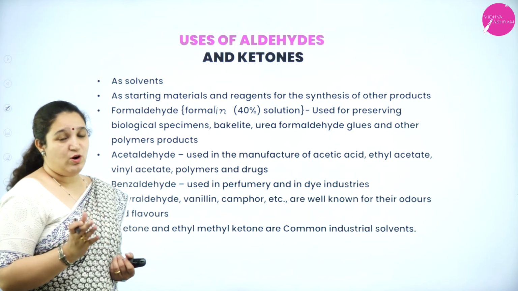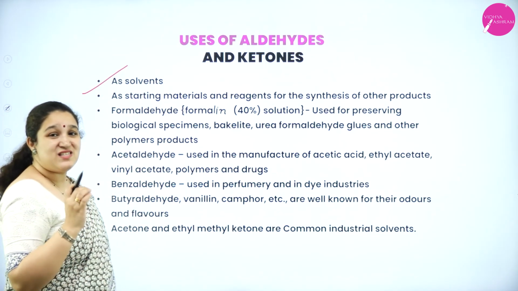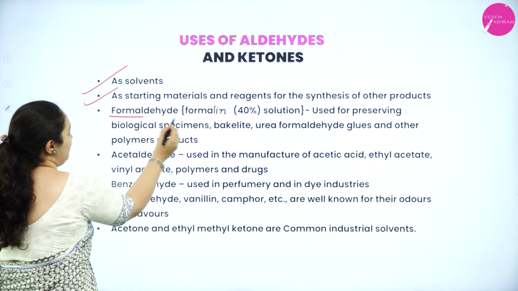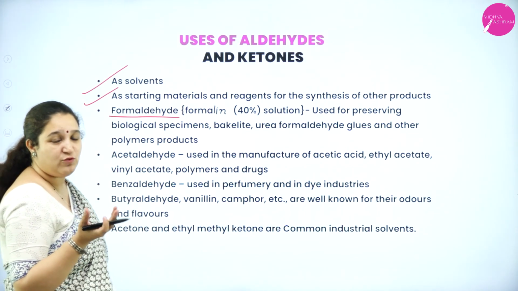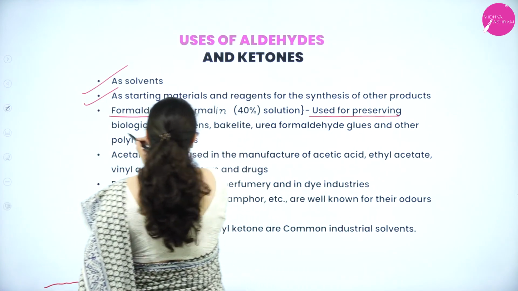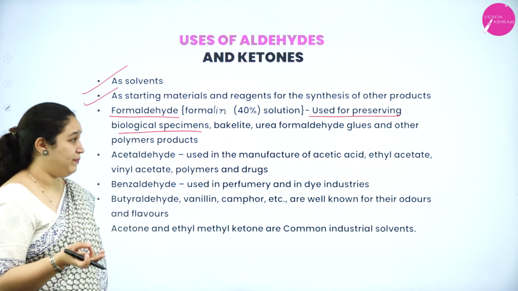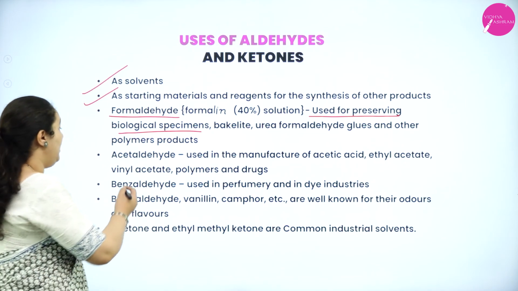Aldehydes and ketones have a lot of uses. First, they are used as solvents. They are starting materials in the synthesis of many products. For example, formaldehyde is used as formalin, that is 40% formaldehyde, which is used in preserving biological specimens. Formaldehyde is also used in the preparation of bakelite, urea formaldehyde, glues and other polymer products.